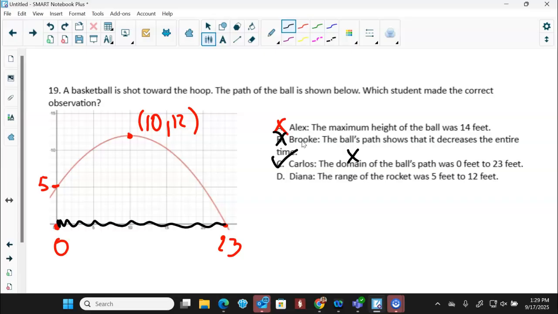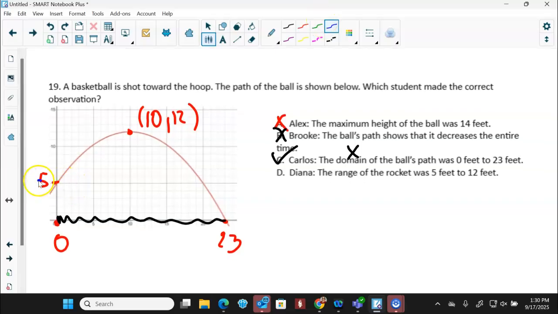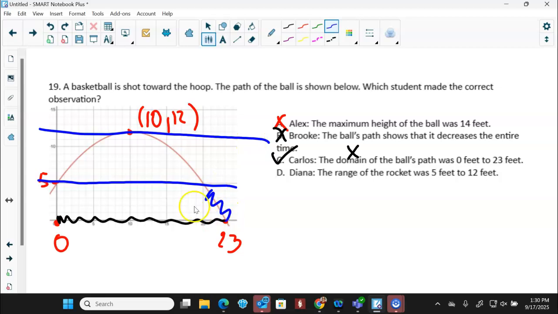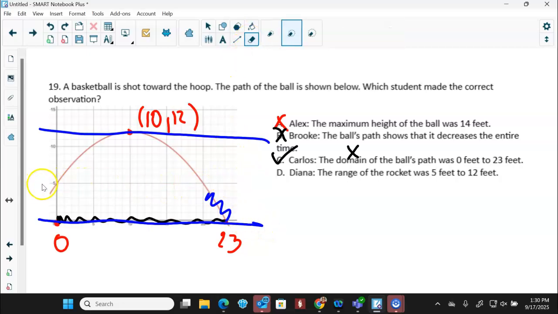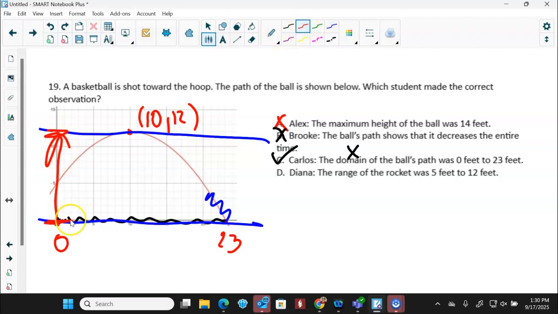And let's just check Diana. Diana said the range of the ball was 5 to 12 feet. That is not correct, because it says that the range was from here to here. That's not true. I still have a graph here. Even though it started at 5, the range should be 0 to 12. Okay, that's what a range should be. So the whole graph fits between 0 and 12 right here, between these 2 points. So that's not correct. So Carlos was correct.